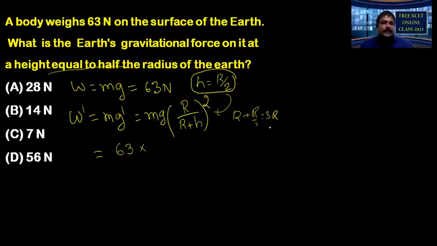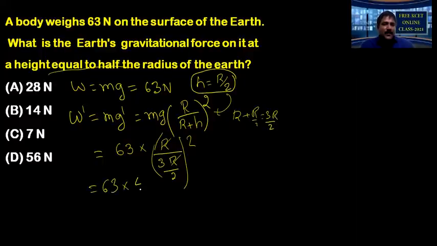So squaring, the numerator is r divided by 3r by 2, the entire thing squared. So r and r cancel inside the bracket. So it is 4 by 9 after squaring; 2 by 3 squared is 4 by 9. So the last step, 63 into 4 by 9. Cancel 9, and this is 7 times 7, 4 sevens are 28 Newton. The option is the correct choice.